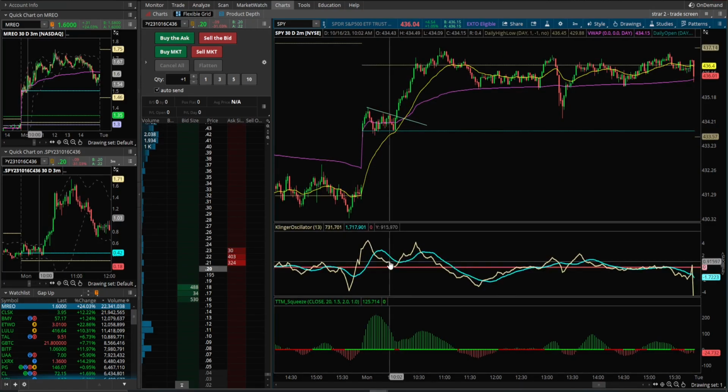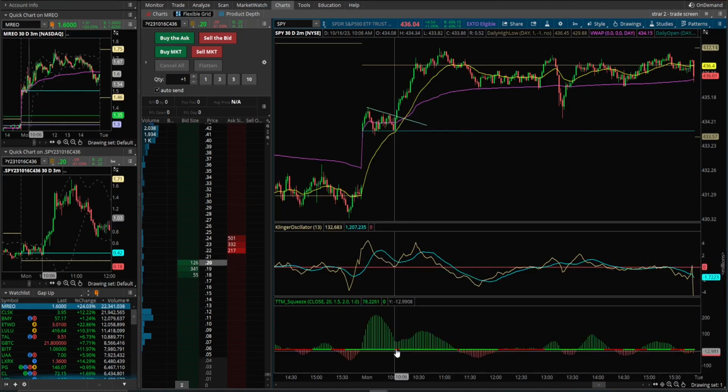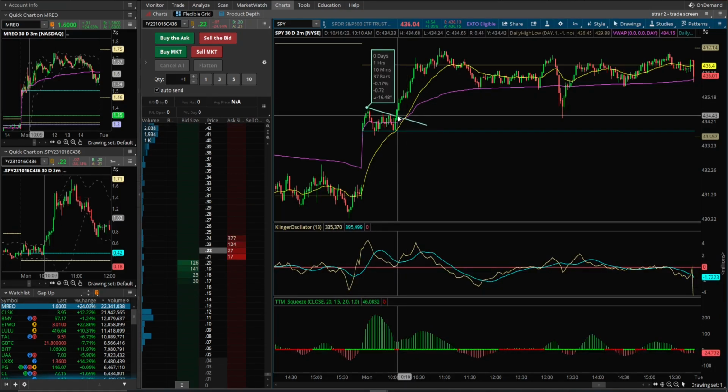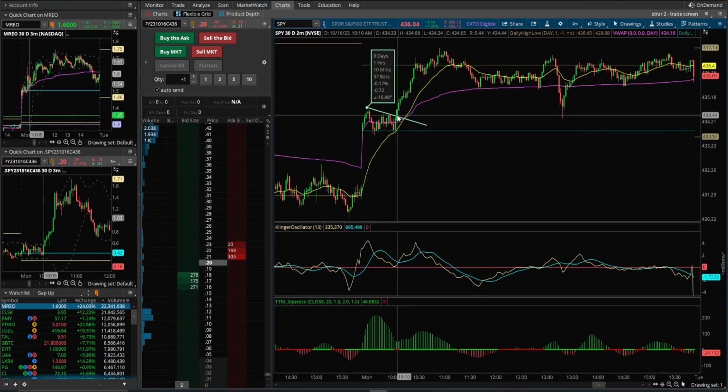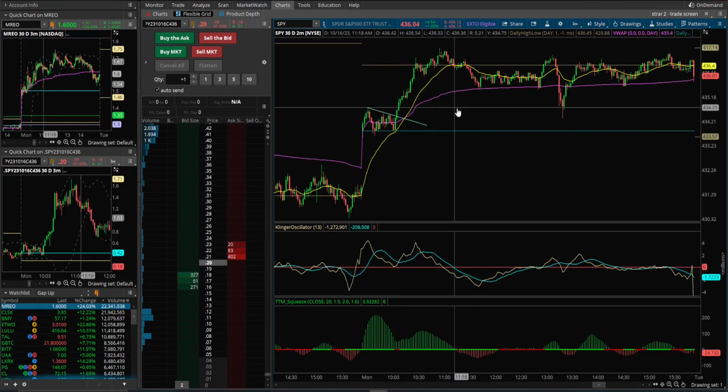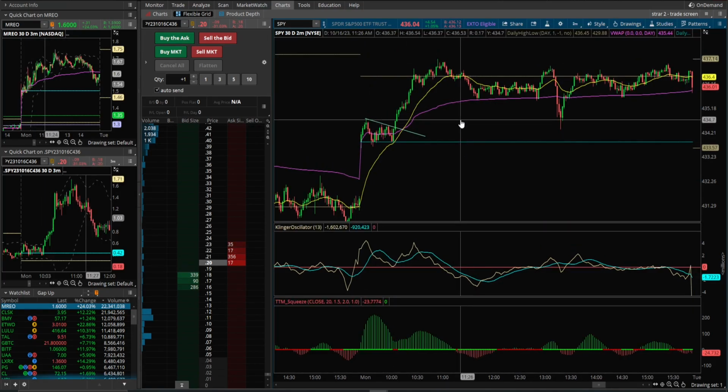If you look down here at our oscillator, as you can see, we're getting a nice bullish bounce off that zero line, and we also had a 2-minute squeeze. So this was actually our first entry here. We actually got long in this first candle, but getting long on this breakout would have been a nice opportunity to take advantage of that strong 15-minute squeeze to the upside.